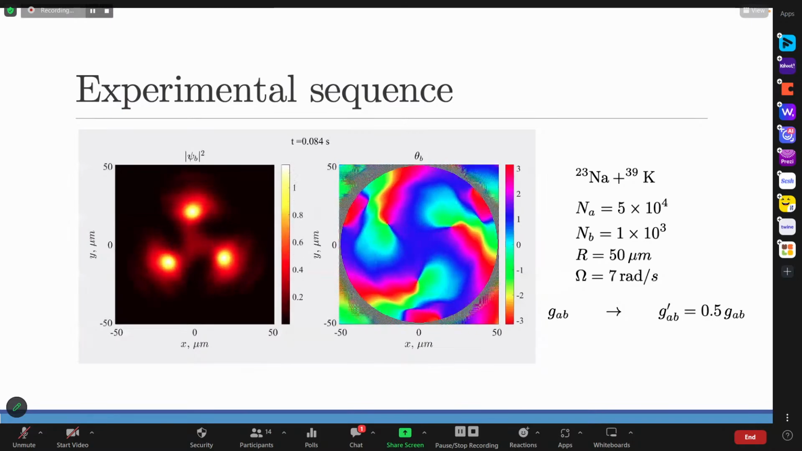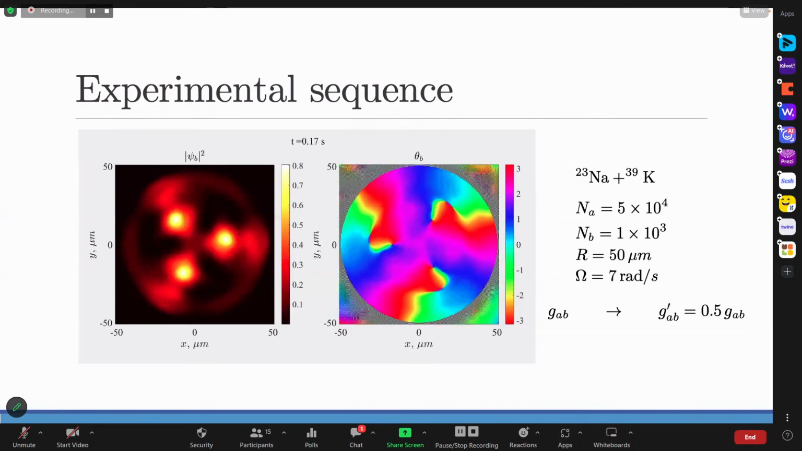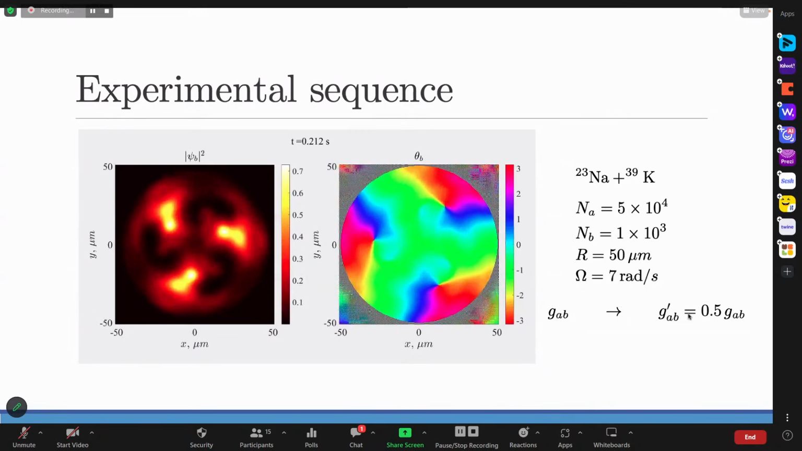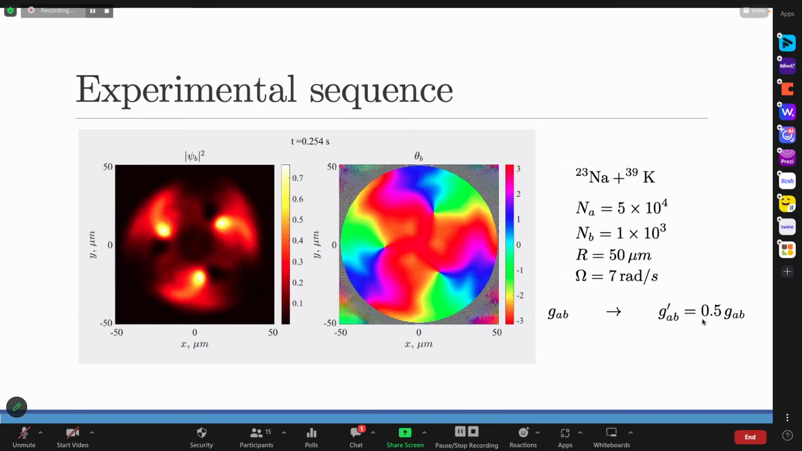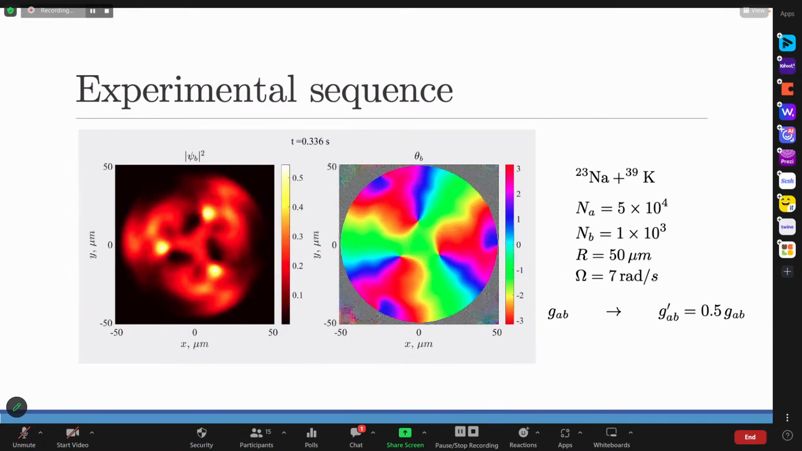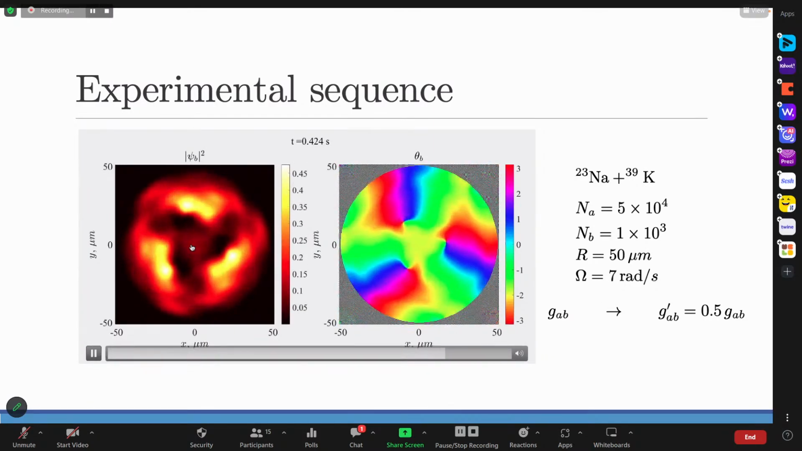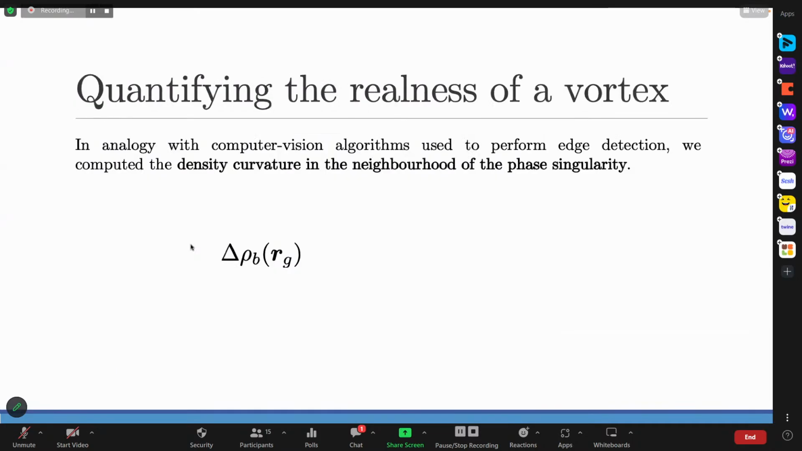Thank you. This is the complete video of our numerical simulations. As I was mentioning, the g_AB is quenched in such a way as to be reduced by a factor 2. And yes, we are seeing that the bosons are dressing the ghost vortices and are turning them real.